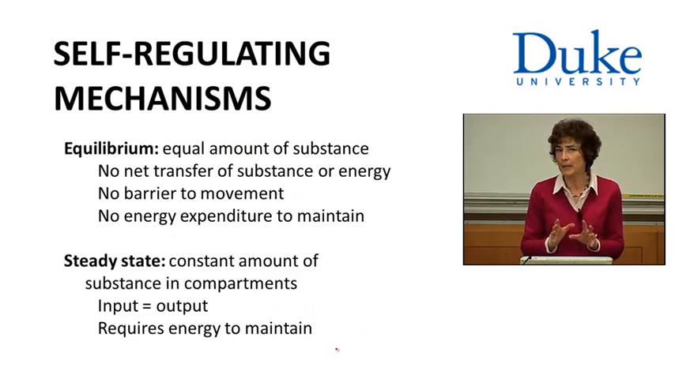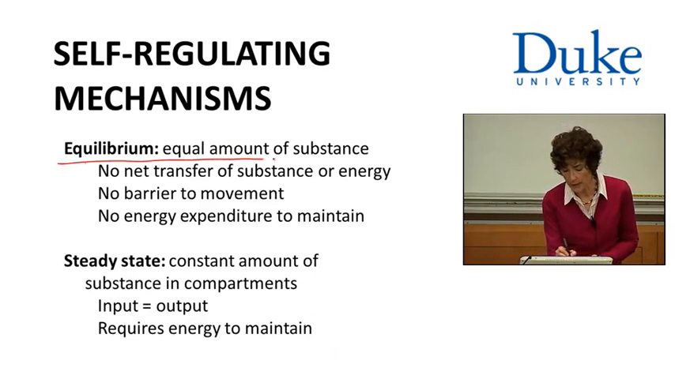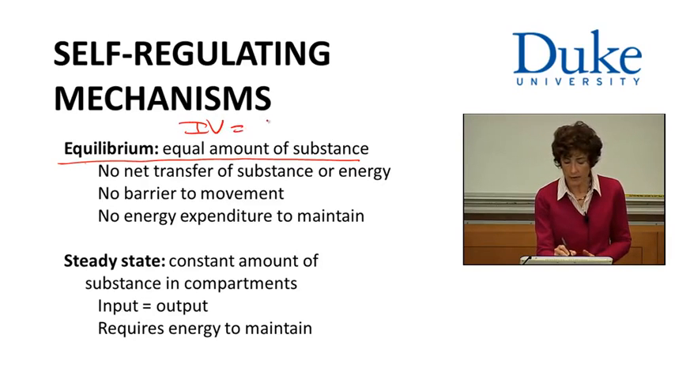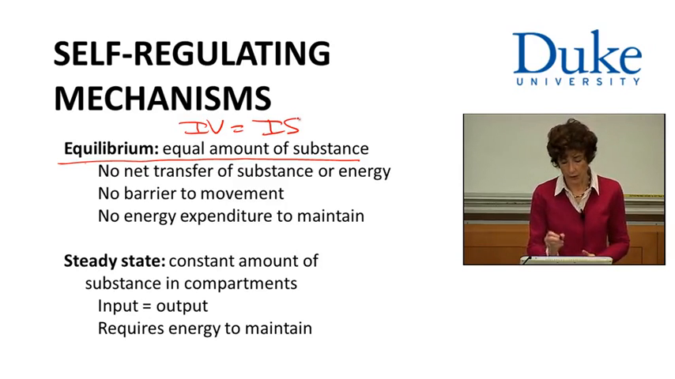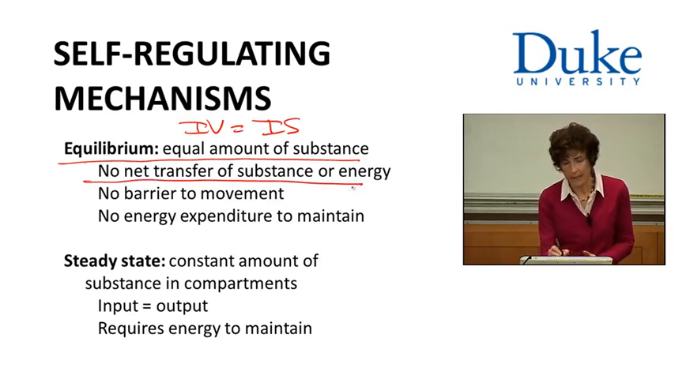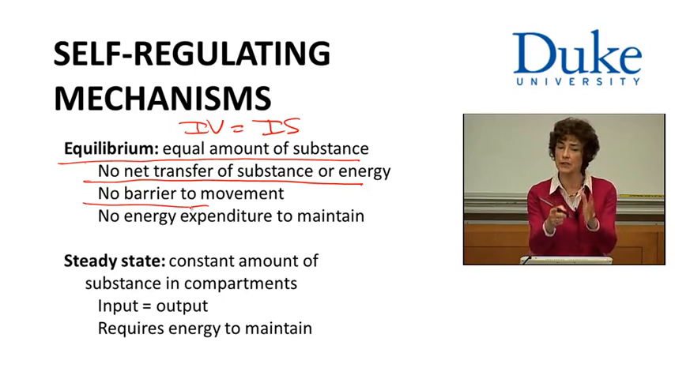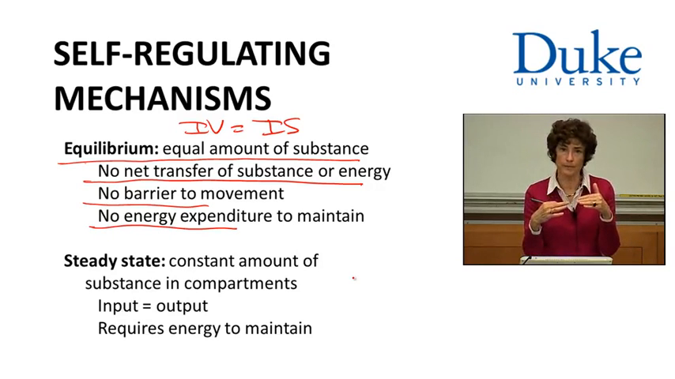So we have self-regulating mechanisms, which are active between these different fluid phases, these different fluid compartments. We have an equilibrium, which allows equal amounts of substance to be distributed between the intravascular space and the interstitial space. So sodium, potassium, chloride, and calcium equally distribute between these two compartments. There's no net transfer of substance or of energy between them, and there's no barrier to movement. As I said, the epithelial cells that divide these two compartments are fairly leaky. And there's no energy expenditure to maintain this equilibrium.